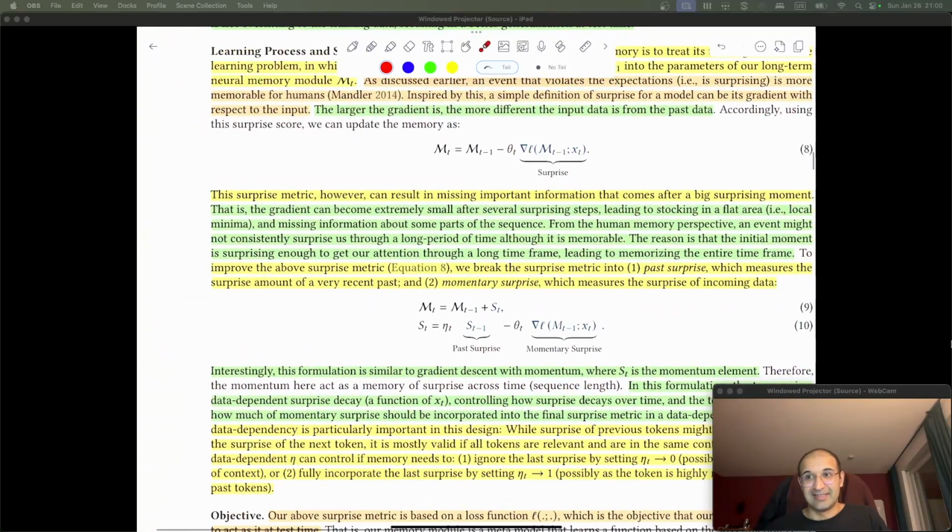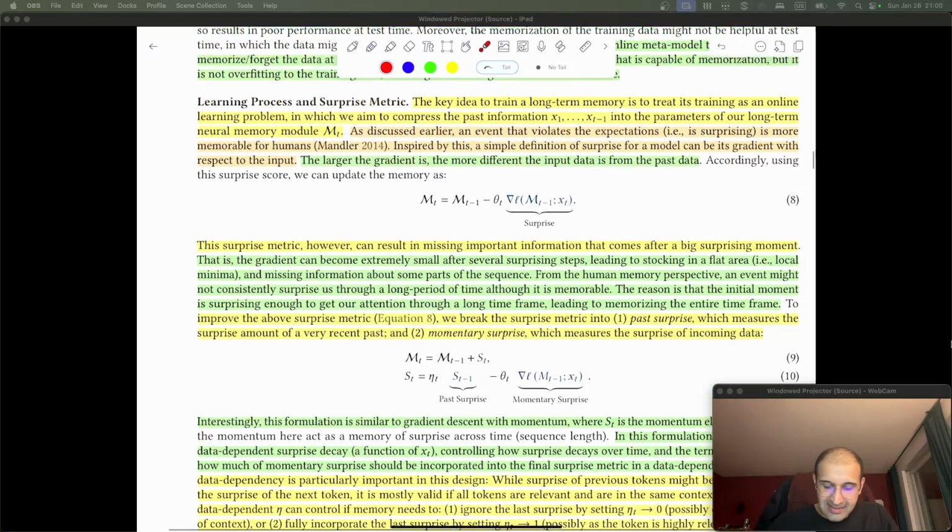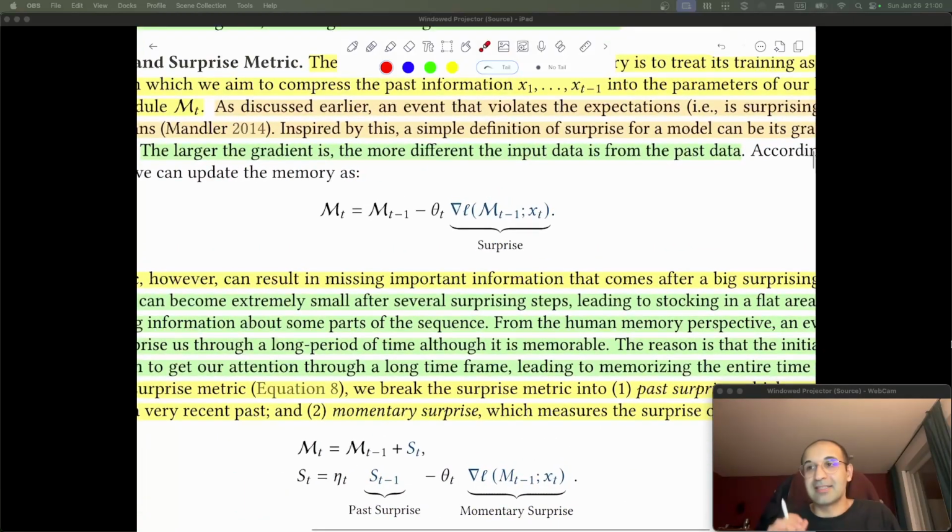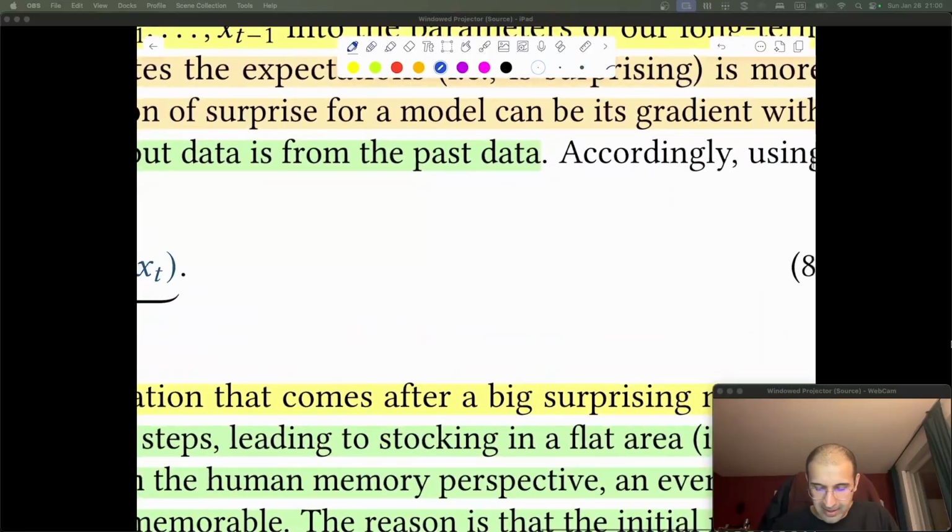How to train it? They say, okay, I have this memory. I want to update this memory by using kind of a gradient descent. So how does gradient descent work? Imagine we have a neural network. The basic version of gradient descent works as follows. We have a neural network with some parameters. Let's call them theta.